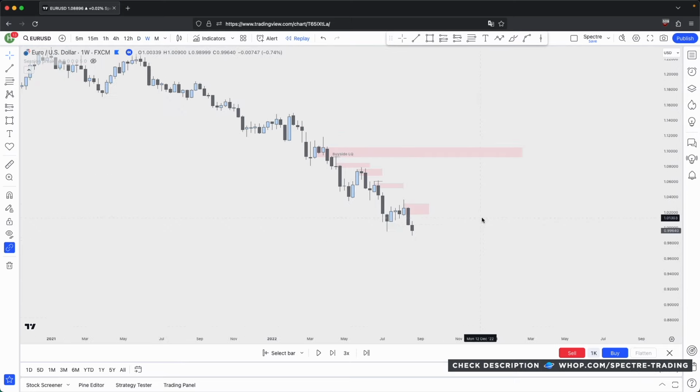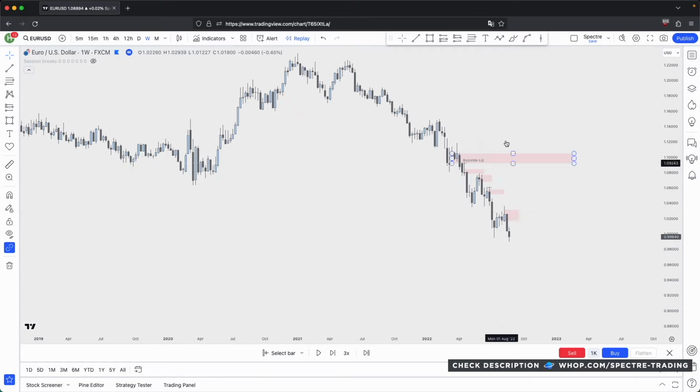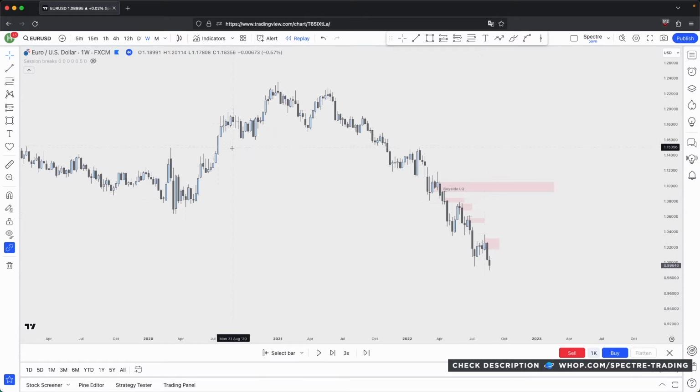So that is pretty much it for this video on high probability order blocks. It's a fairly simple video. Despite order blocks appearing everywhere within the markets, it's extremely easy to identify which ones are likely going to hold and which ones are likely going to give way. And that is pretty much it.